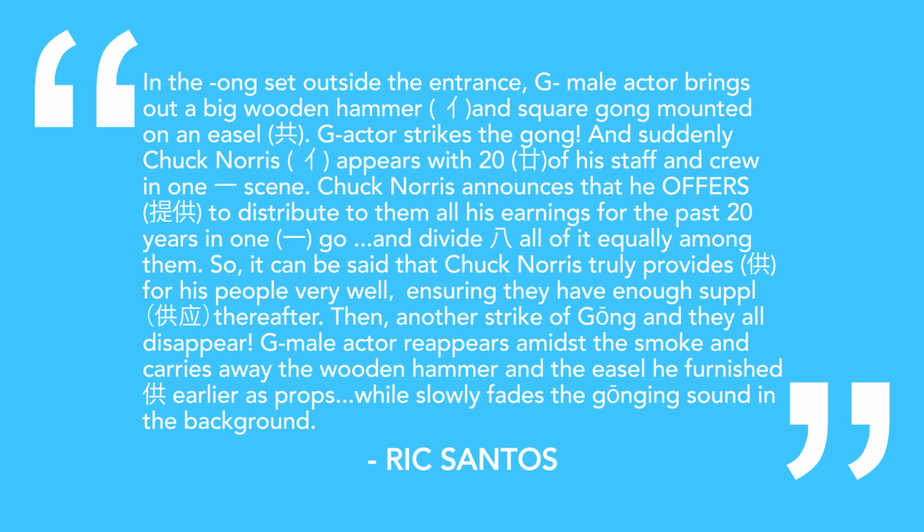The G actor strikes the gong, and suddenly Chuck Norris appears with 20. Sorry, he's making a recapitulation of Nian, which means 20. He appears with 20 of his staff and crew in one scene. Nice. Chuck Norris announces that he offers 提供 to distribute to them all his earnings for the past 20 years in one go, and divide ba, which is the bottom right component, of it equally among them.